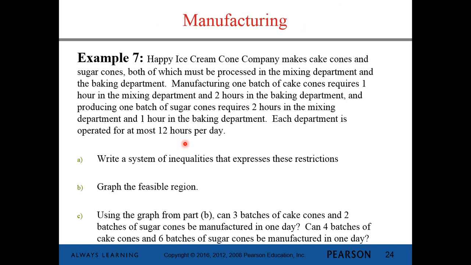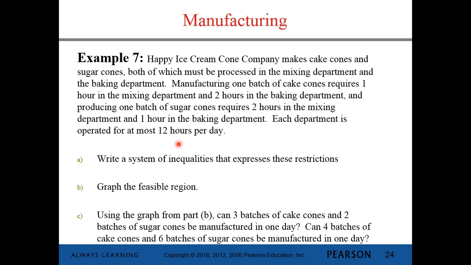Okay, so let's use a manufacturing example here. It says, Happy Ice Cream Cone Company makes cake cones and sugar cones, both of which must be processed in the mixing department and the baking department. Manufacturing one batch of cake cones requires 1 hour in the mixing department and 2 hours in the baking department. Producing one batch of sugar cones requires 2 hours in the mixing department and 1 hour in the baking department. Each department can operate at most 12 hours per day. That's the restriction: it has to be less than or equal to 12 hours.